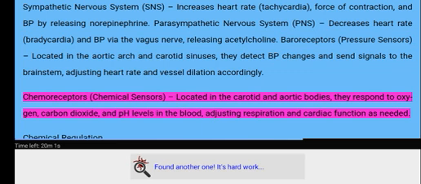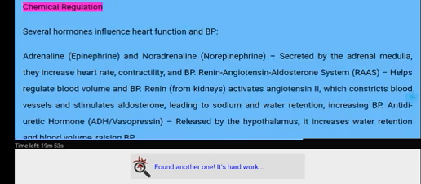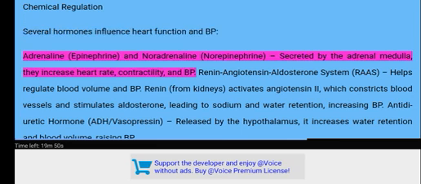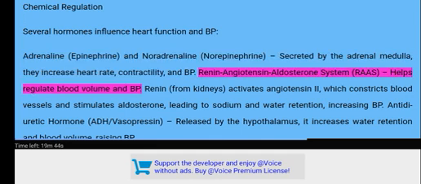Chemoreceptors, chemical sensors located in the carotid and aortic bodies, respond to oxygen, carbon dioxide, and pH levels in the blood, adjusting respiration and cardiac function as needed. Chemical regulation. Several hormones influence heart function and BP. Adrenaline, epinephrine, and noradrenaline, norepinephrine, secreted by the adrenal medulla, increase heart rate, contractility, and BP. Renin-angiotensin-aldosterone system, RAAS, helps regulate blood volume and BP.